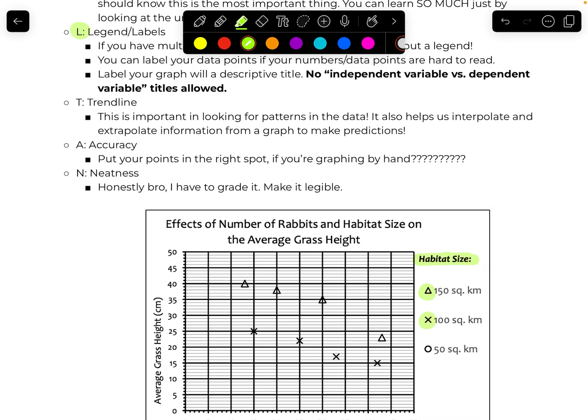Along with your legend and your labels, if your data points are hard to read or your numbers are really small and you've got decimals written in there, feel free to label your decimal points, or feel free to label your data points. It might make it a little bit easier to read. And then lastly, label your graph with a descriptive title. Please, please, please do not put your title as independent variable versus dependent variable.